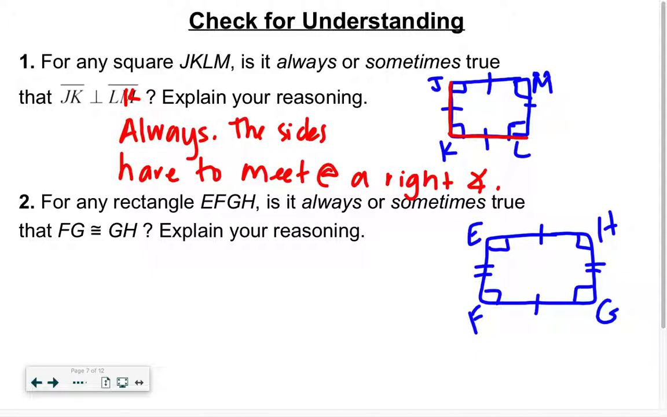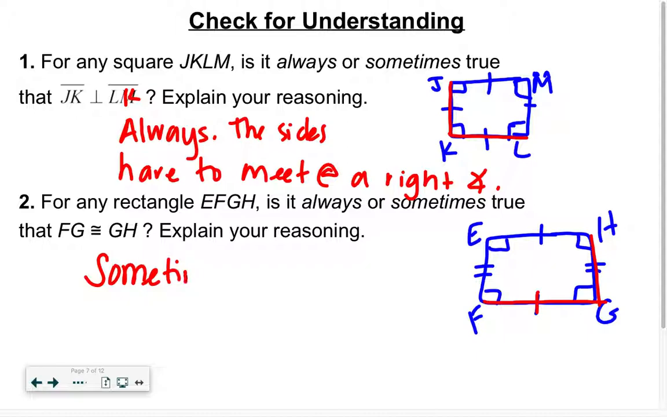EFGH. Is it always or sometimes true that EF is congruent to GH in a rectangle? Is it always or sometimes true that those two sides in red would be equal to each other and the same length? It's not always true, right? It's not true in this instance because it doesn't look like it. It is sometimes true, but only if it's a what? Square. A square is the only time you have some of these sometimes.